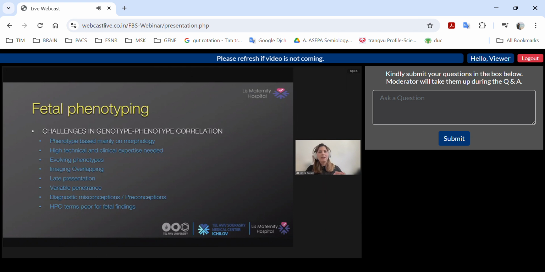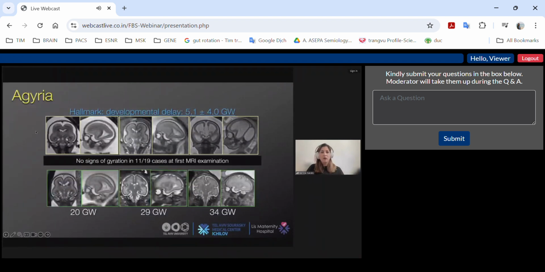These phenotypes, like Ritsuko says, the ever-evolving brain. So they are evolving throughout pregnancy, and sometimes not even in late pregnancy can we define the classic phenotype of a specific abnormality. Genes may have variable penetrance, although in lissencephaly it is less important. Most of the genes have complete penetrance, and it really helped us. And also we need to remember that the phenotypes may be very non-specific.